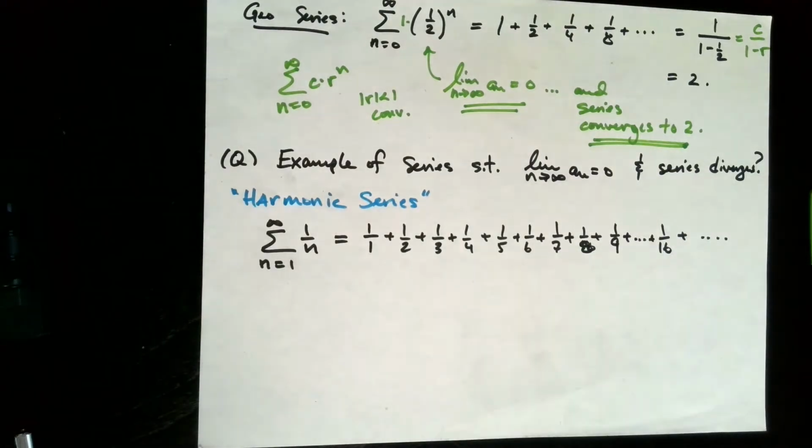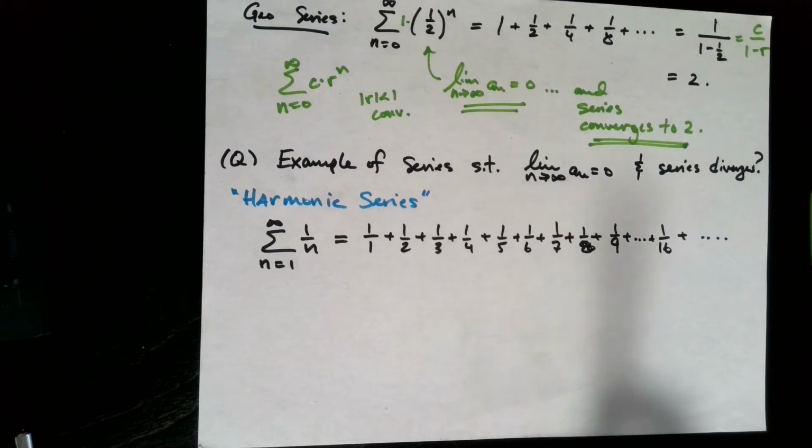So can we get an example of a series where the terms limit to 0 but the series diverges? And in fact, we can, and this is a classic example. It's famous enough that it actually has its own name. It's called the Harmonic Series.